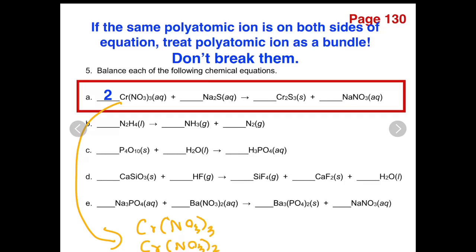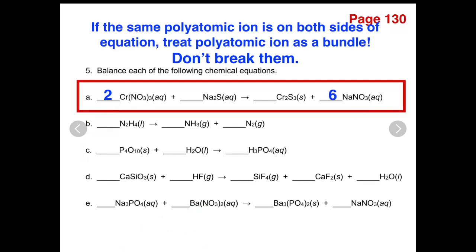And because we have 2 of the chromium nitrate, the total number of nitrate would come out to be 6, right? Because this is subscript 3 right here. So in this case we have 2 chromium and we would have 6 nitrate. We have only 1 nitrate here. Therefore, I need number 6 in front of it. So now we have 2 chromium, 6 nitrate, right?